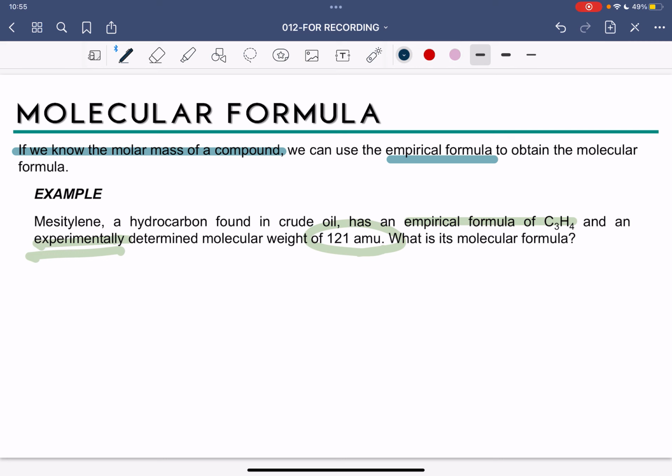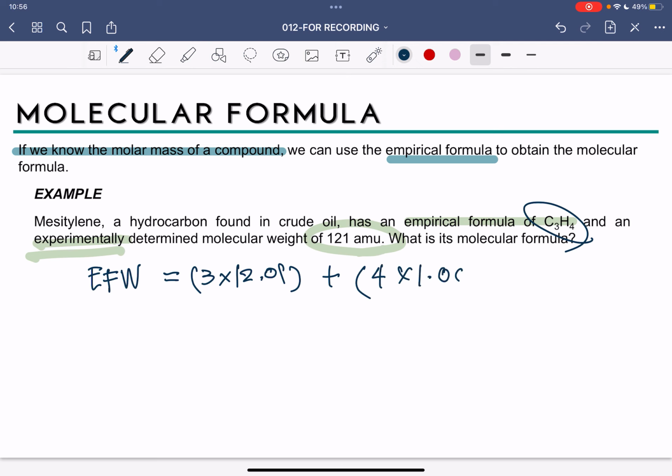Now, we have a couple of steps that we need to do. First off, we would need the empirical formula weight. Ano to ang formula weight? Ang C3H4, that's 3 times 12.01 AMU plus 4 times 1.008 AMU. 12.01 times 3, this will give you 40.062 AMU. The next step is to determine our whole number multiplier.